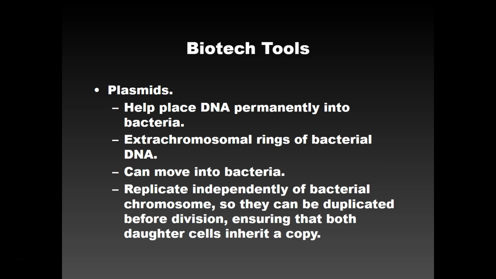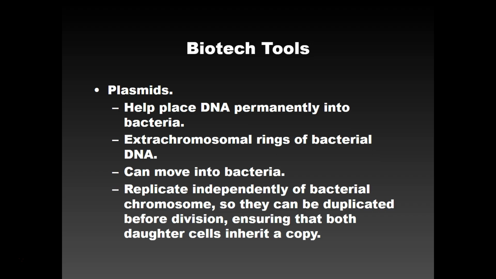So the next idea that we're going to talk about here is plasmids. Plasmids help us to put DNA into bacteria. Okay? Plasmids help us to put DNA into bacteria. You'll remember that bacteria are prokaryotes. They don't have a nucleus, but they still have DNA inside of their cells. They have a chromosome in there, and most of their genetic information comes from that chromosome.